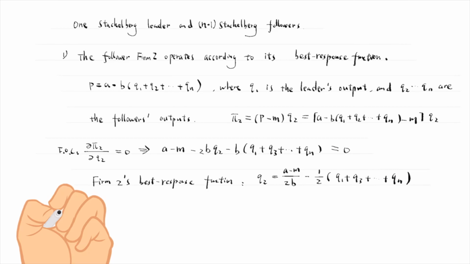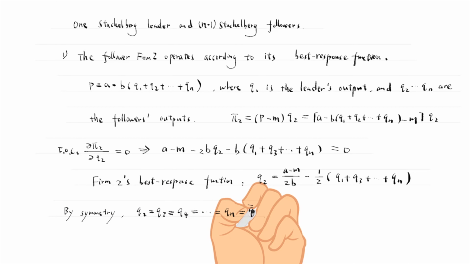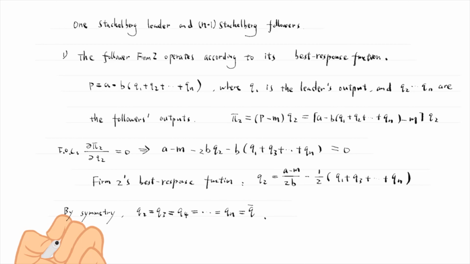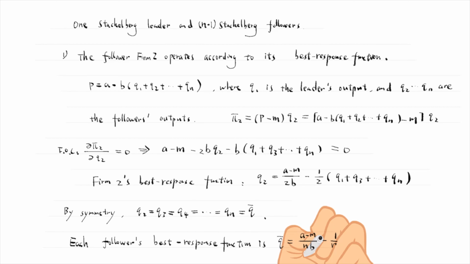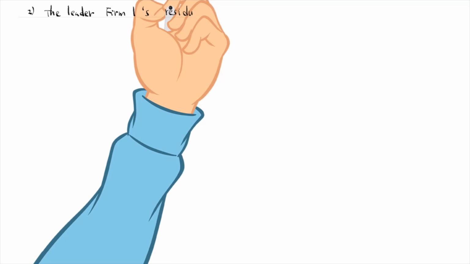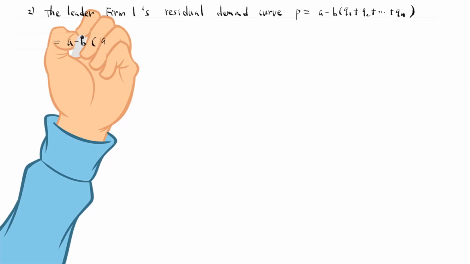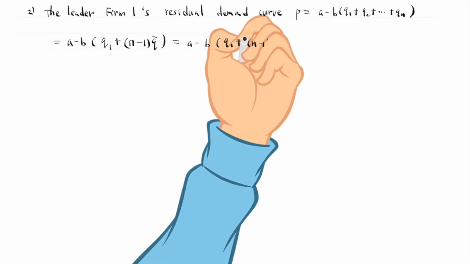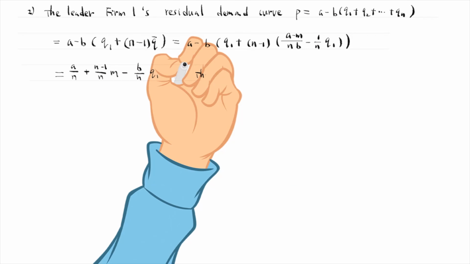By symmetry, all the followers should produce the same output level, Q bar. Then we have each follower's best response function, indicating the follower's optimal output choice in response to each leader's output level. In the second step, the Stackelberg leader knows that the followers will observe its output level and then act according to their best response functions. We substitute each follower's best response function into the leader's residual demand curve and write the corresponding marginal revenue function.